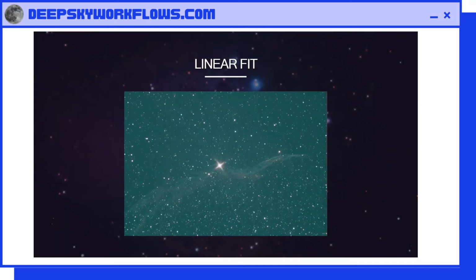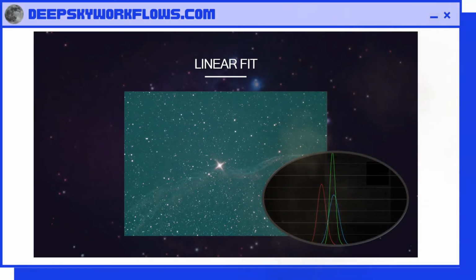One of the first steps that I typically take in my linear processing is called linear fit. What that simply does is it takes each channel and matches them up. Here I've got an image of the Veil Nebula, and for various reasons, it's got a bluish greenish cast to it. In fact, if we pull up a histogram, we can see that the blue and green channels are farther to the right, so they're much higher intensity than the red channel.